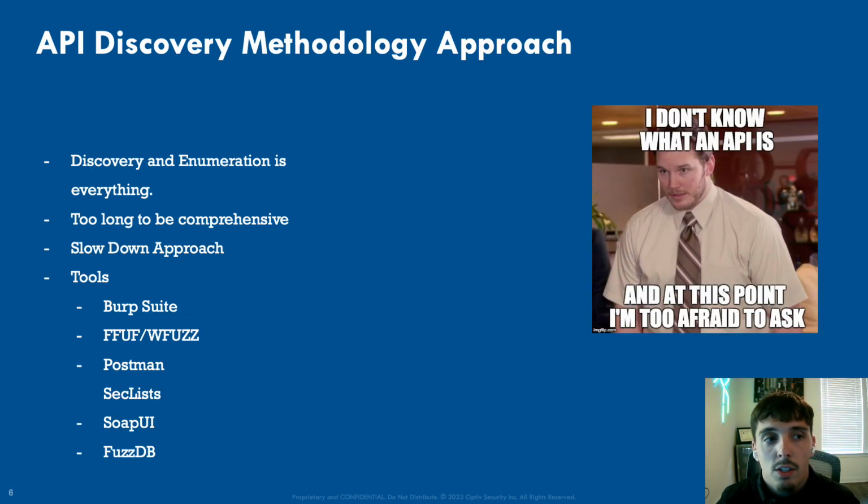API discovery methodology. This slide I struggle with a little bit because it's too long a methodology to be comprehensive. But discovery and enumeration is everything when you approach these. I always say the slow down approach when it comes to web applications, because it can be quite overwhelming at first when you go in Burp Suite and you're looking at the requests and the responses and different APIs it calls.